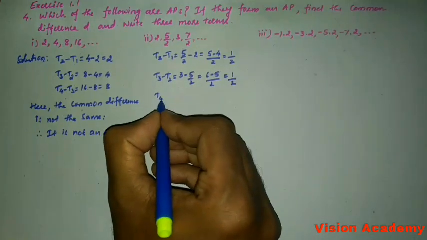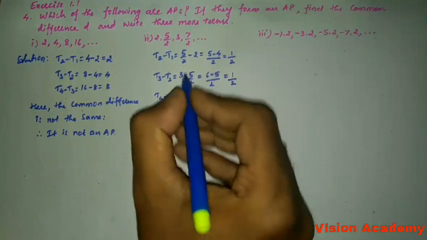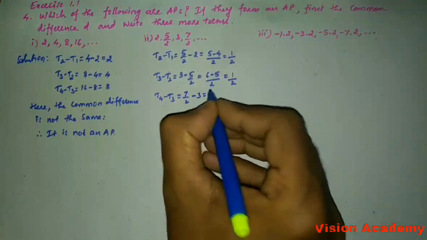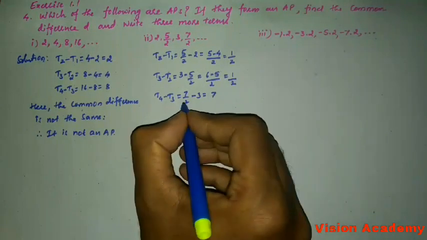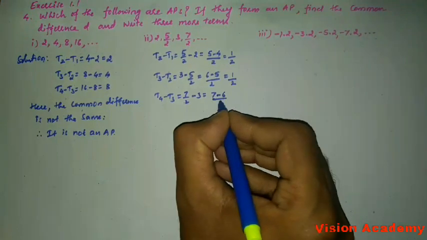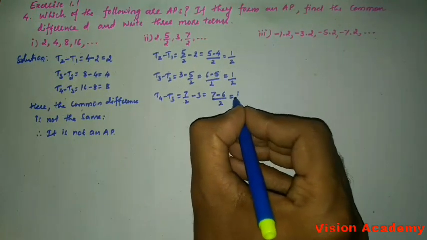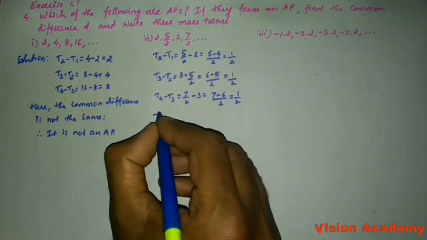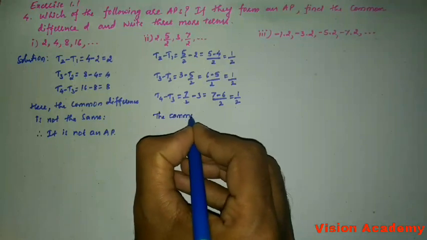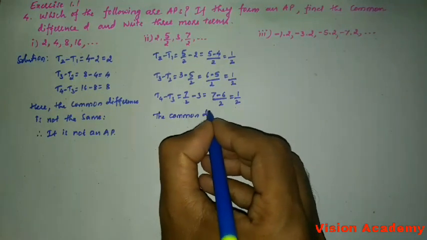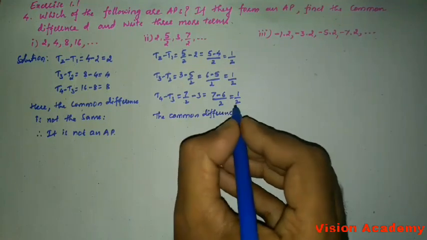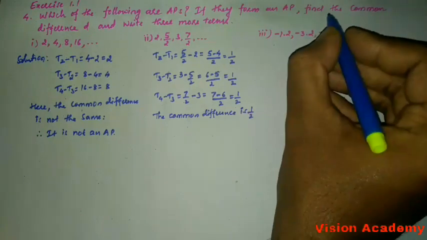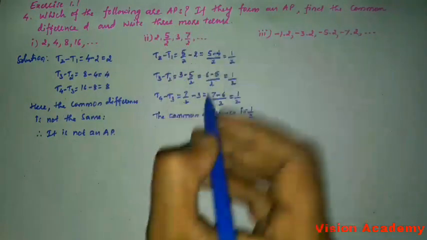Next T4 minus T3 is equal to, T4 is 7 by 2 minus T3 is 3, which is equal to 7 minus 2 3s are 6 whole divided by 2. 7 minus 6 is 1 divided by 2. Here the common difference is 1 by 2. Now in the question they have asked to write 3 more terms.